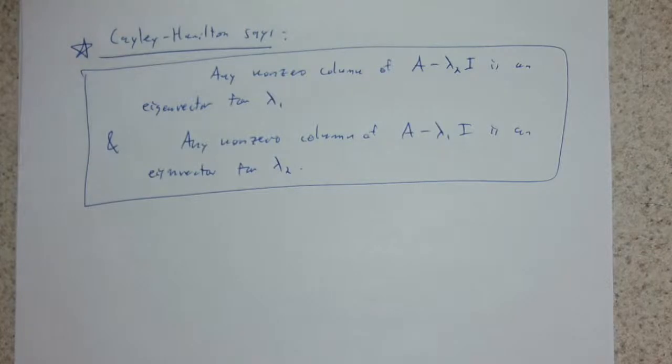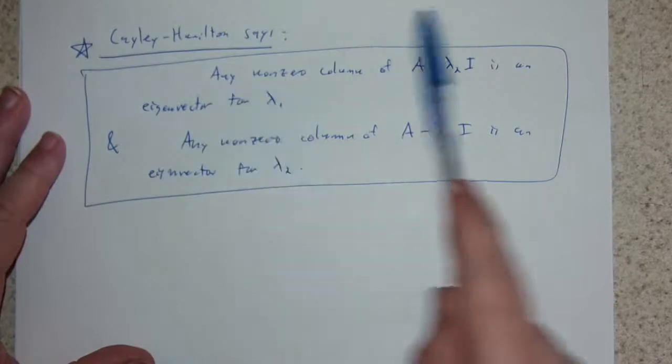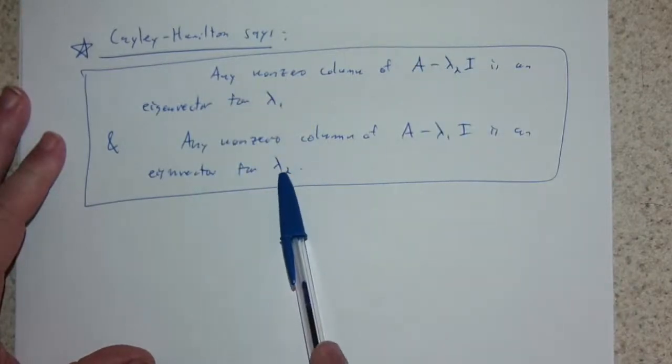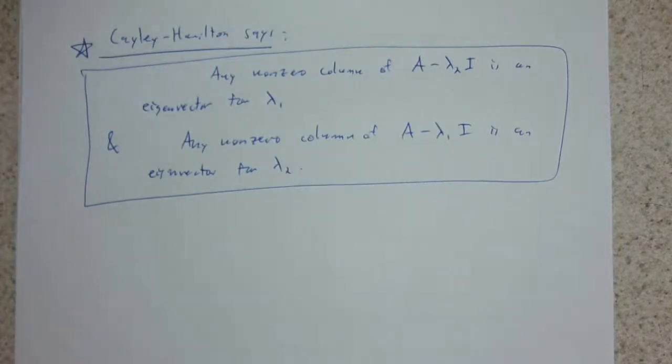Then Cayley-Hamilton's a pretty nice way of doing this. Now, it turns out that 2 by 2s are already simple enough that doing it in the normal method is actually not substantially longer. But still, this is a more direct thing. So an eigenvector for lambda 1 is found from non-zero columns of A minus lambda 2 I, and an eigenvector for lambda 2 is found from non-zero columns of A minus lambda 1 I. Okay.